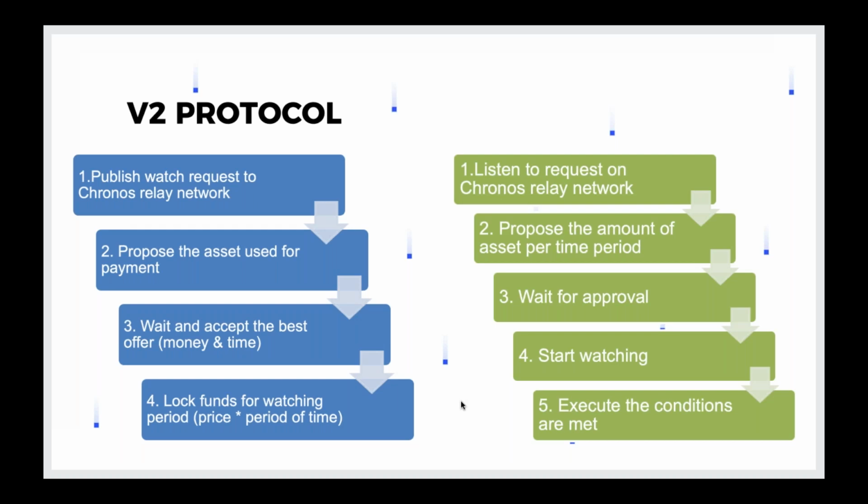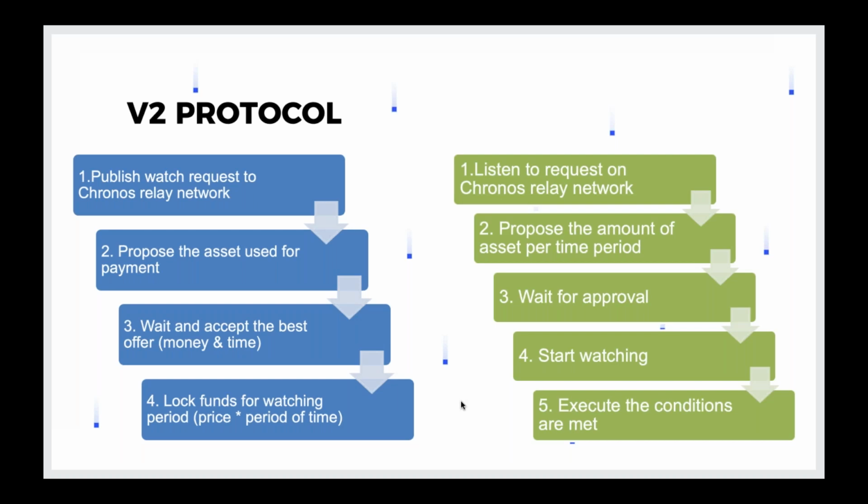Whoever sent the request can choose, based on money and time, the best offer. Imagine I said, hey, I want this to be executed, and then time node 1 says, I will execute, I need 3 DAI tokens, and time node B says, I want 5 DAI tokens, and node number 3 says, I want to execute, I just want 1 token.